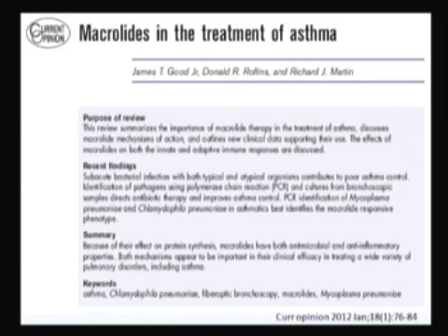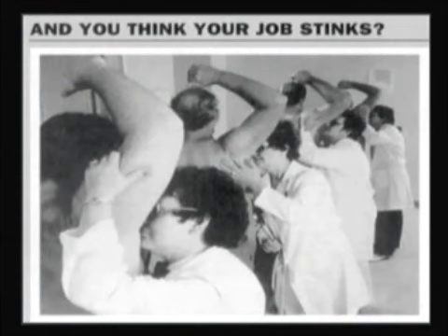And I will close with this from Current Opinion in 2012 by James Good. It summarizes with the following statement: because of their effect on protein synthesis, macrolides have both antimicrobial and anti-inflammatory properties. Both mechanisms appear to be important in their clinical efficacy in treating a wide variety of pulmonary disorders, including asthma. And I thank you for your attention.